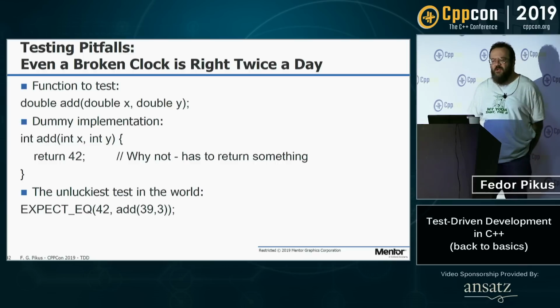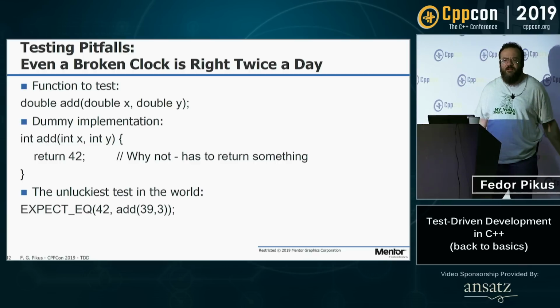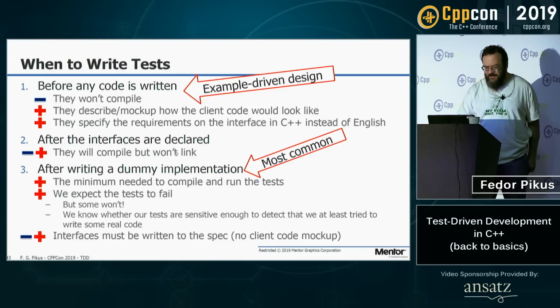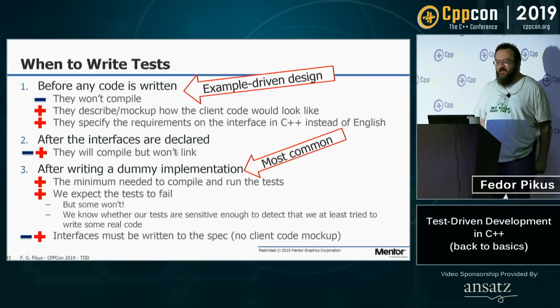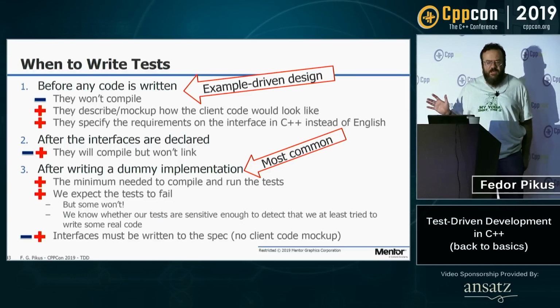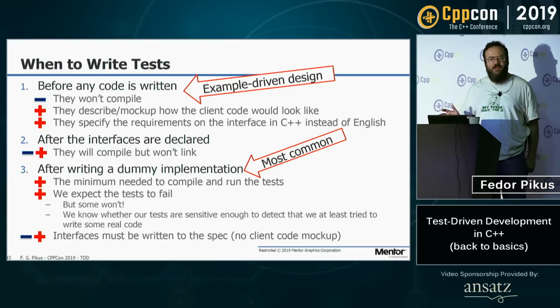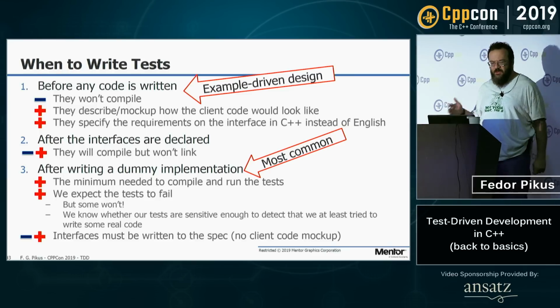So here is some function that just adds 2 numbers. We have to return something. I mean, it has to return an integer. Well, that integer could be something you test for. The most common way, in my experience, is writing the tests after the dumb implementation so you can verify that at least your code compiles and links.